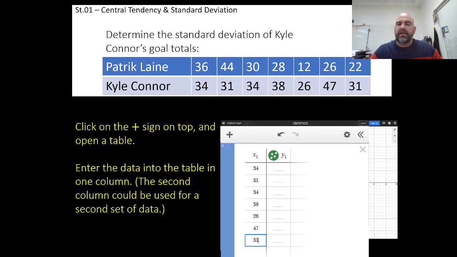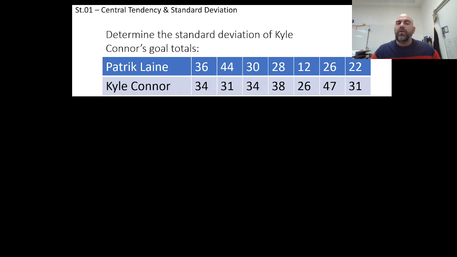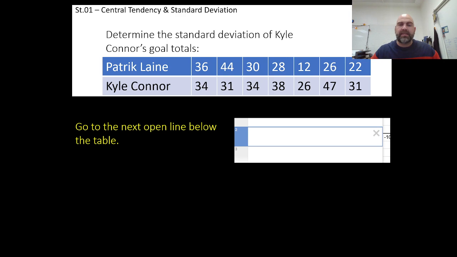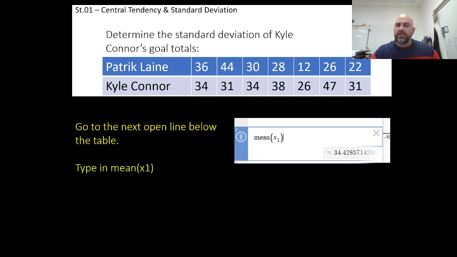That's great. Now that's about the extent of the typing that you need to do. Once we have that, in the next open line, put your cursor in and type in mean, then open bracket, x1, close bracket. When you do that, it is going to give you the mean of that data set.